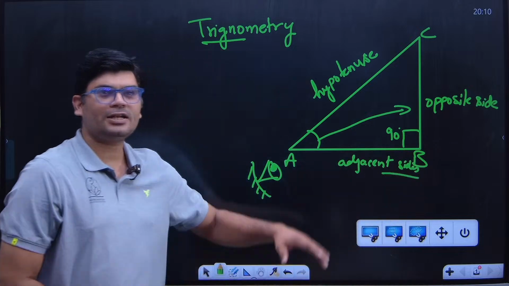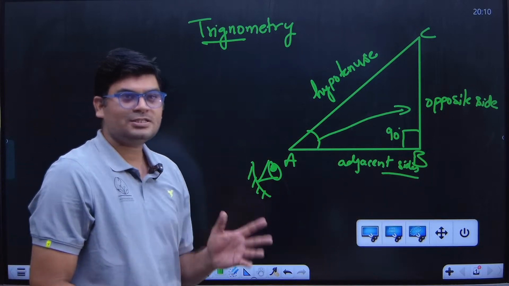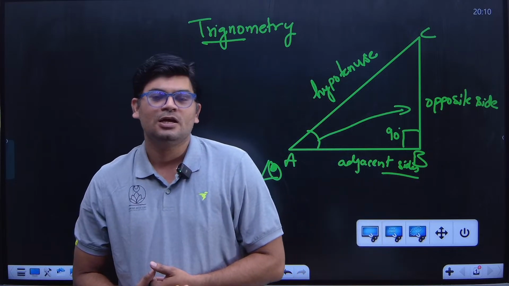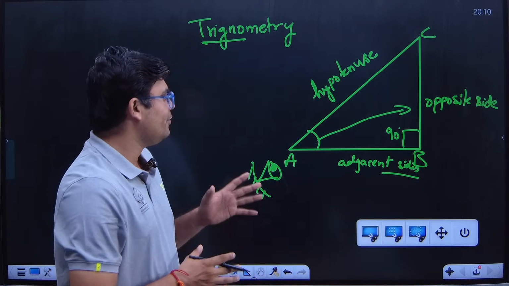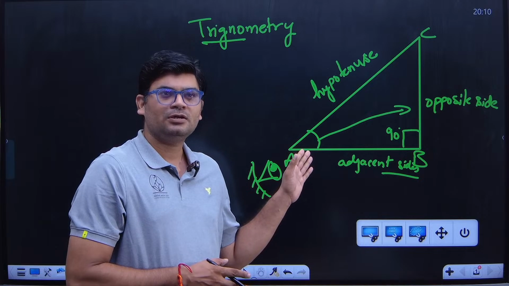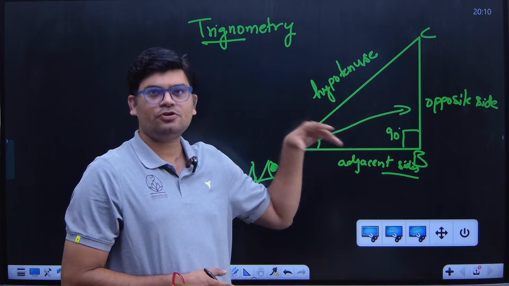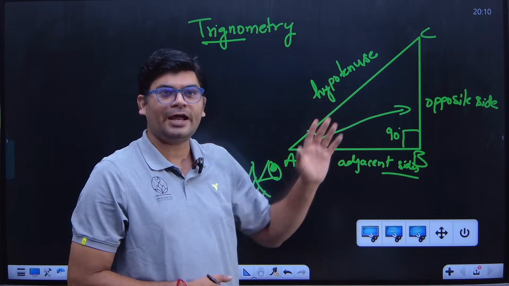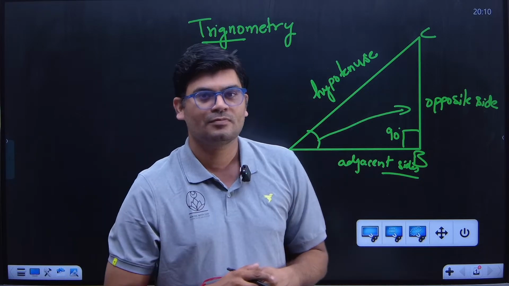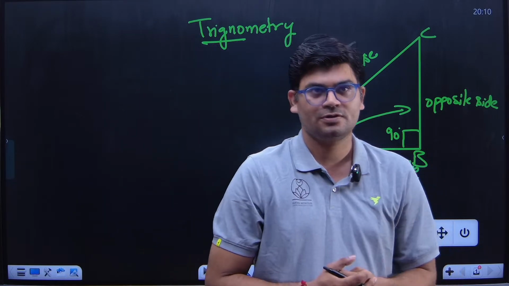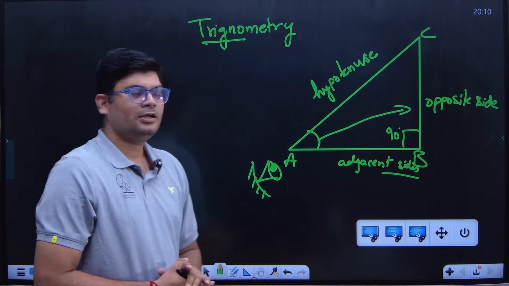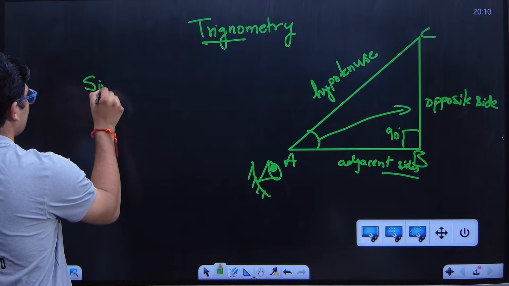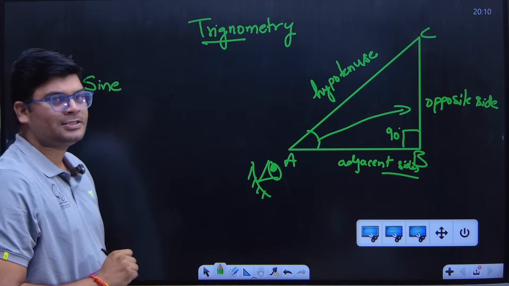So how many sides are there in a triangle? There are three sides. In a right angle triangle also there are three sides, and those sides can be named. They have a relationship with this angle, and there is a ratio of the sides. The angle and the ratio of the sides have some relationship. So there are three relationships for a particular triangle. What are the three relationships? The first relationship is known as sine.